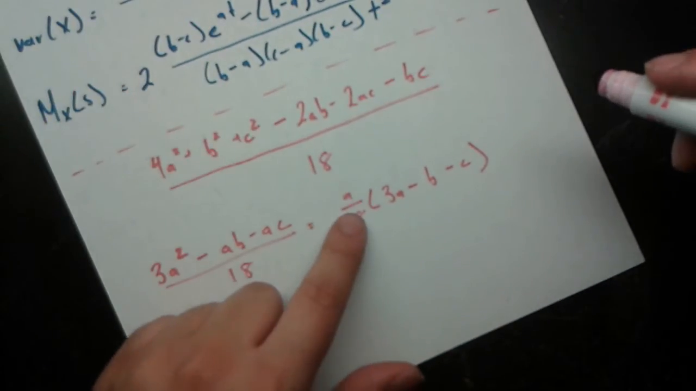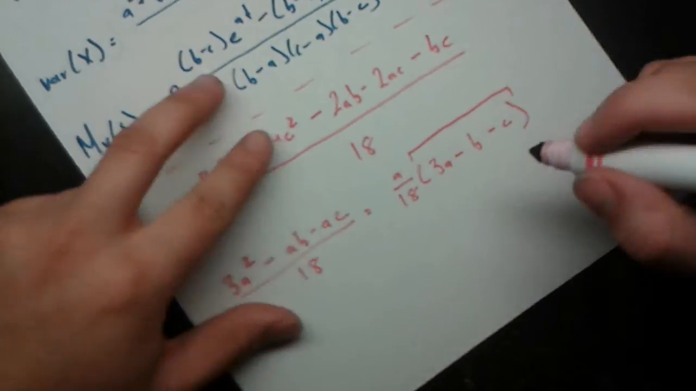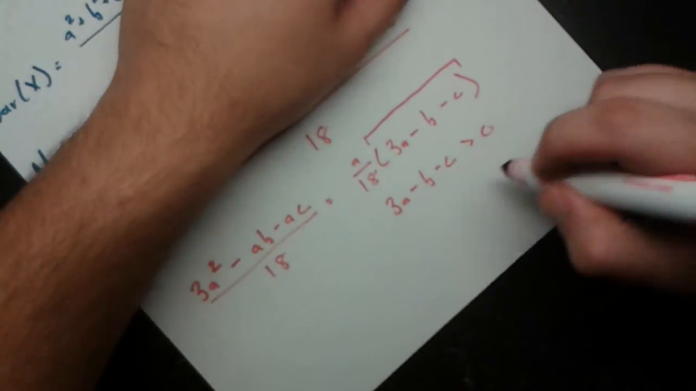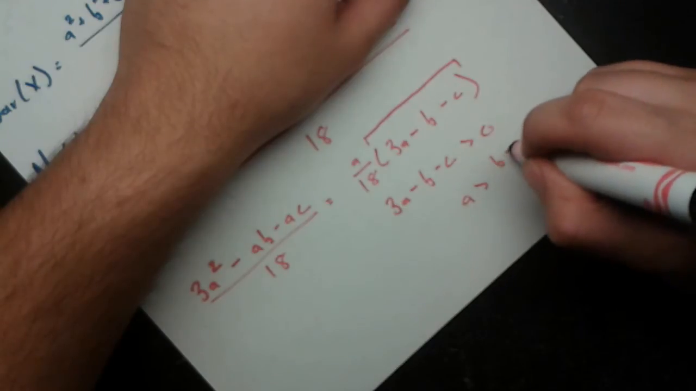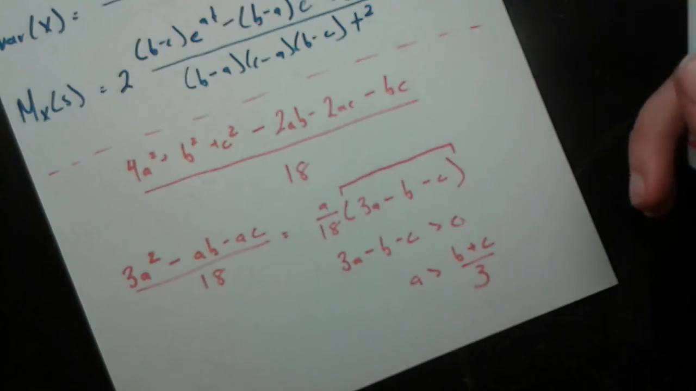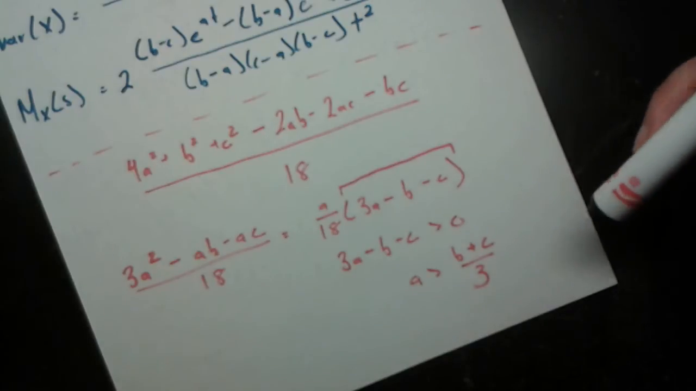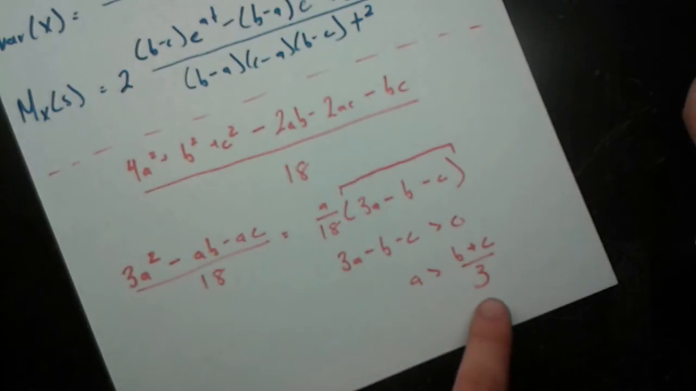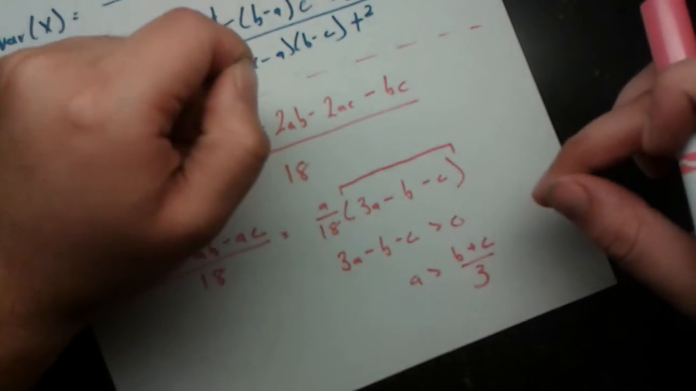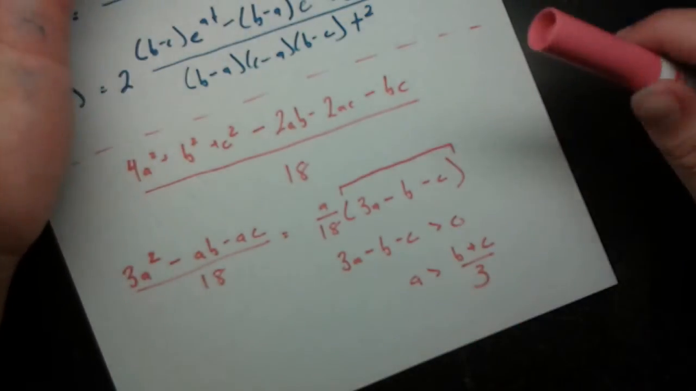So that means that a over 18 is positive. So if this whole thing is to be positive, then this must be positive also. So under what condition is 3a minus b minus c greater than 0? We see that using algebra, the only way is for a to be bigger than b plus c over 3. So we see that the variance increases only if a is bigger than b plus c over 3. Now this is interesting, because if this was b plus c over 2, then this number would have to lie between b and c, but that's not the case. There are many numbers you can pick such that b plus c over 3 is less than b, for example.